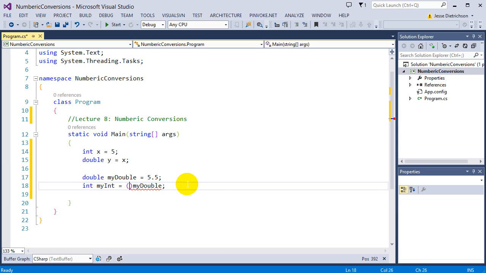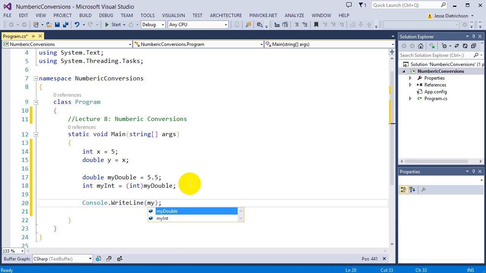So I'm trying to convert the double into an integer. So I'm saying force this double into an integer. That's what that cast says. And it's saying that I know that I'm going to lose some data, but I still want you to convert it no matter what. So my double becomes an integer, and now that's stored into my int.